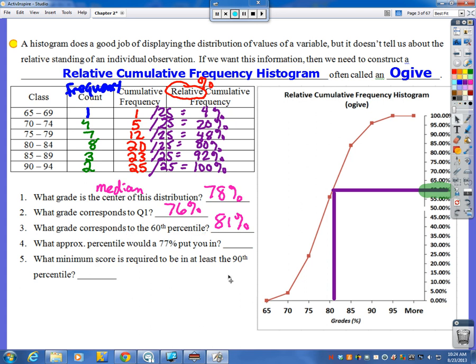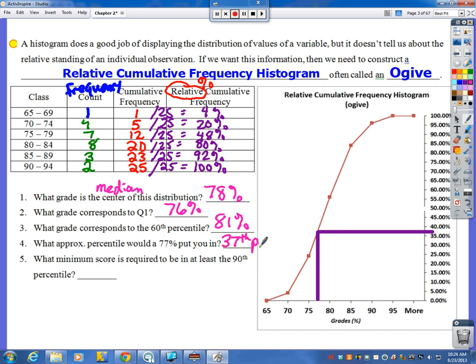What approximate percentile would a 77% put you in? So I'm not asking about a percentile. I'm saying if I got a 77%, well, now we're going to use our ogive the exact opposite way we've been doing it. I need to find 77, which is maybe right around there, we'll say. So first I start with my vertical line, go up to my ogive, and then go horizontally over to see where approximately that is. And look, I'm right in between the 35th and 40th percentile. So I might estimate and say I would be at the 37th percentile with a score of 77.